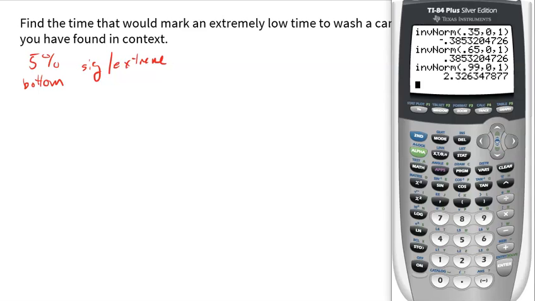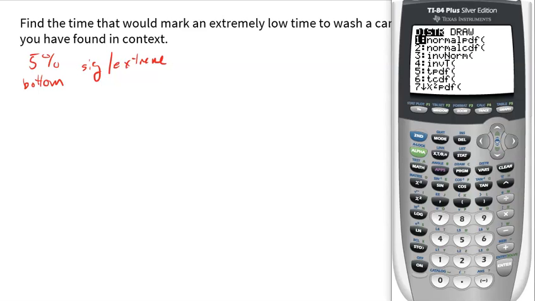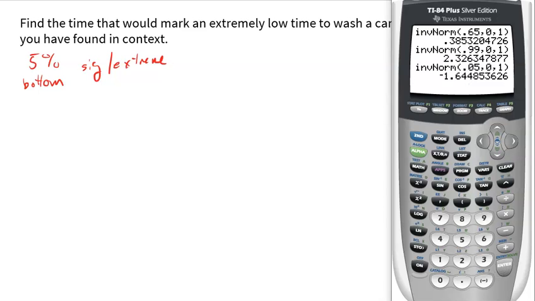And to do that, I'm going to go to invert norm on my calculator. Invert norm wants the area below. So if I'm looking for the bottom 5%, that's exactly what I type in. The only time you have to do the opposite is when you're thinking about the top extreme, but we want the bottom this time. So the z-score that would mark the bottom is negative 1.6449.